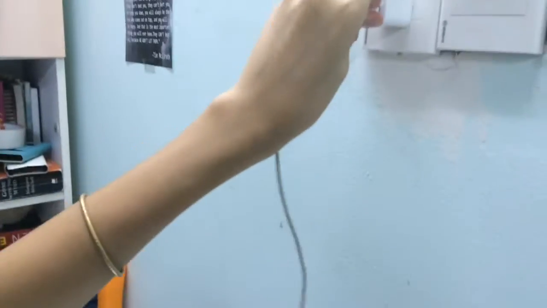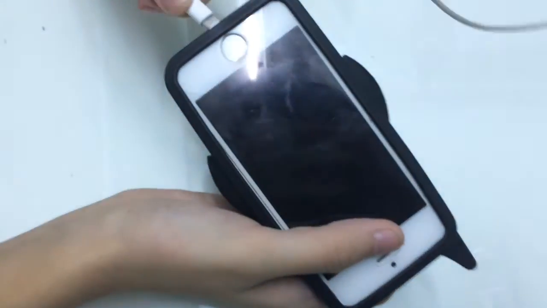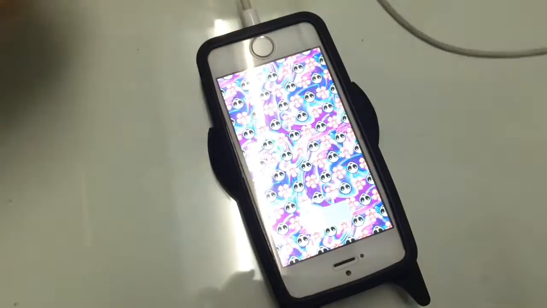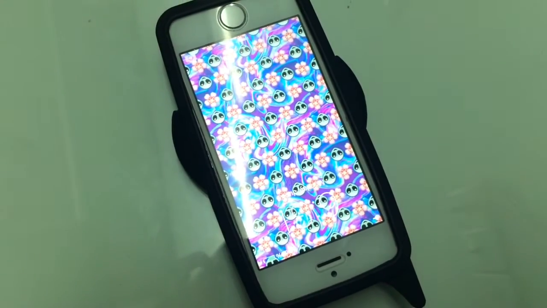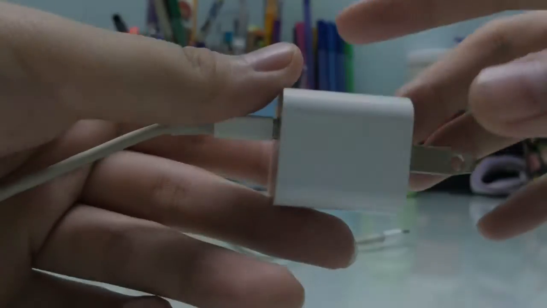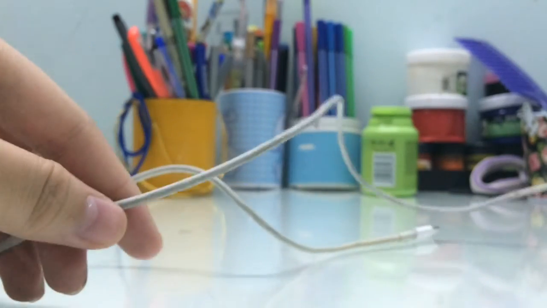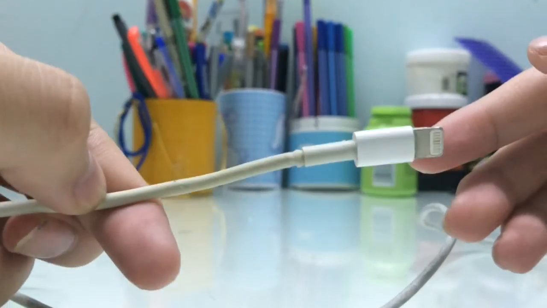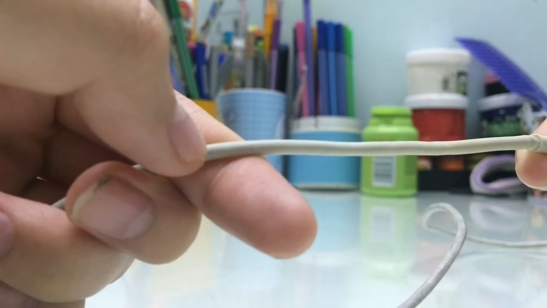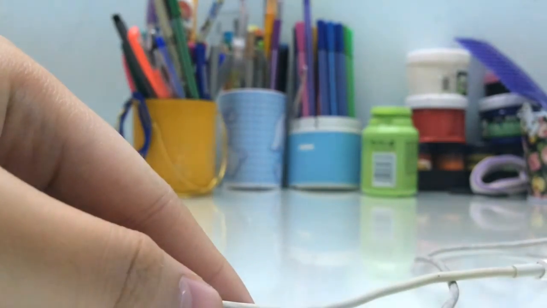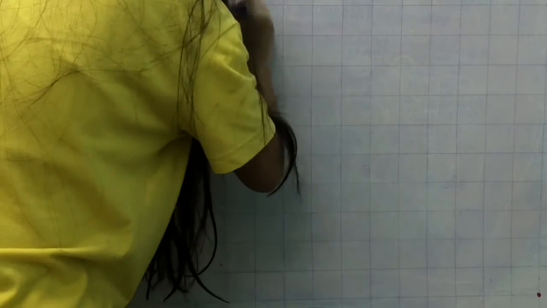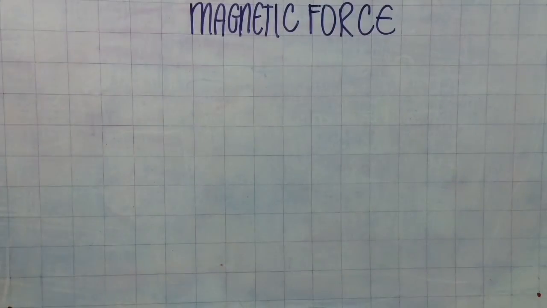The wires inside the charger are a good conductor, that's why they can send electricity to charge the phone. Plastic, however, is a bad conductor, that's why it's the wrapper around it, so you won't get electric shock from holding it. Let's move on to the factors that affect magnetic force.